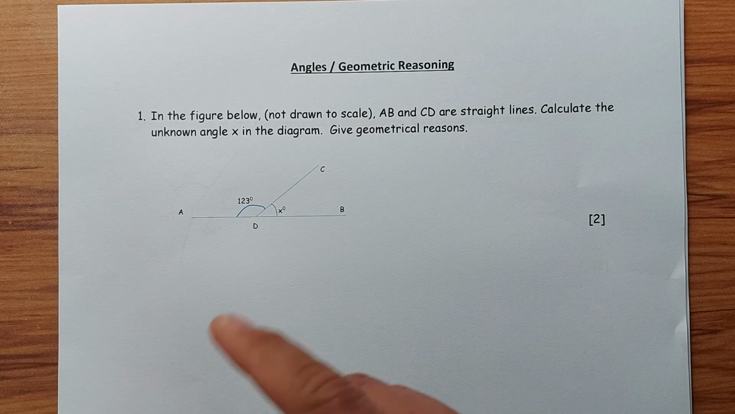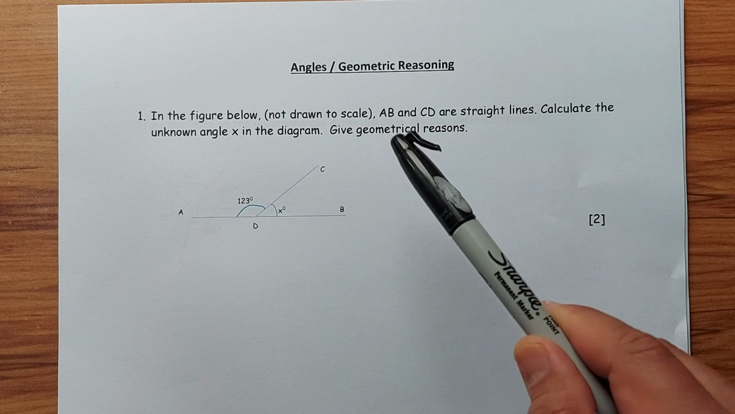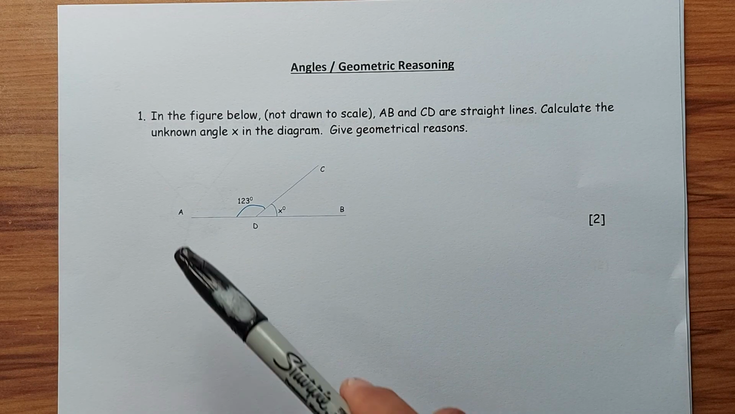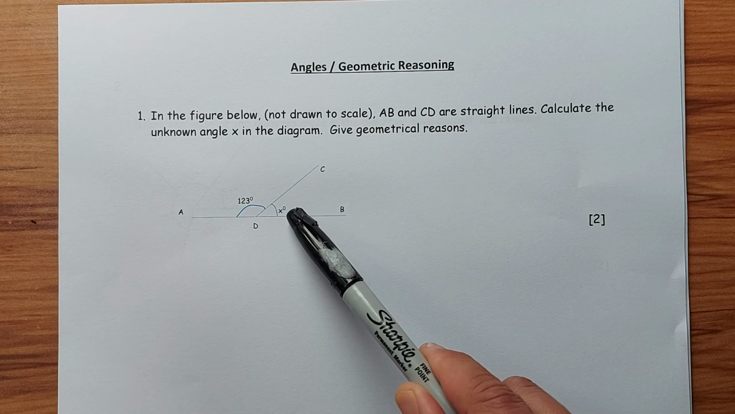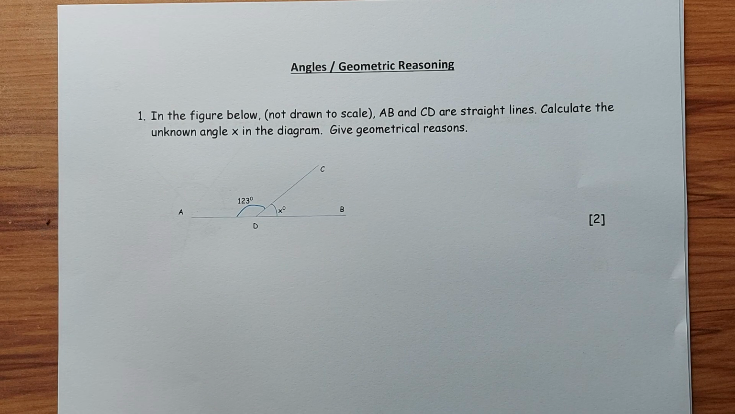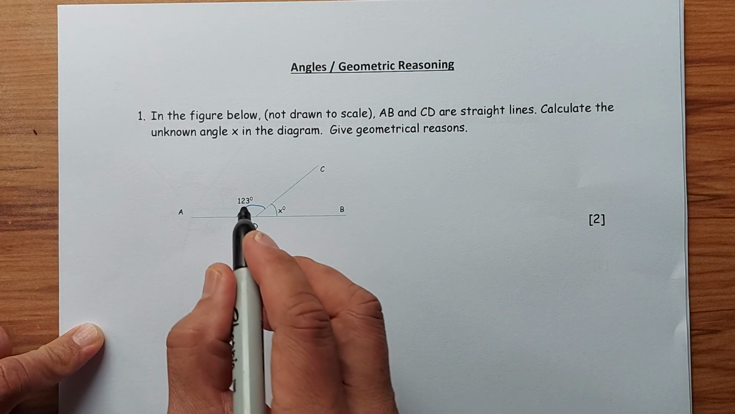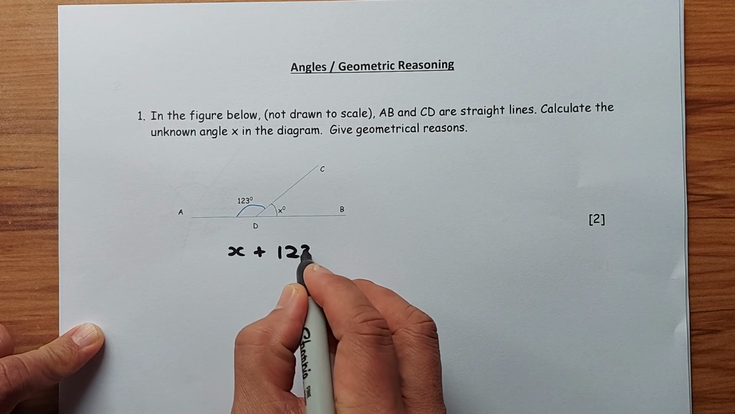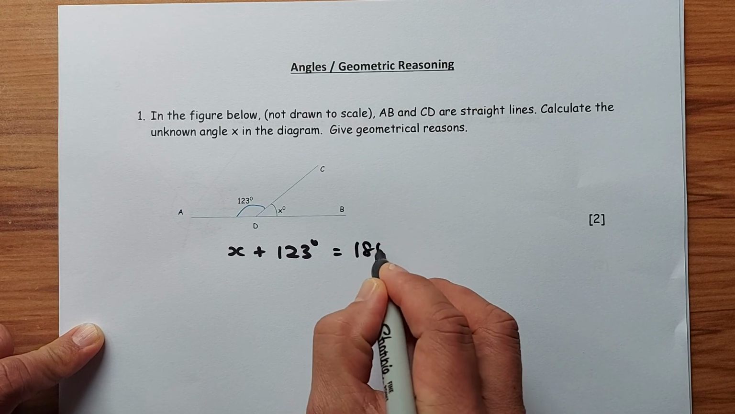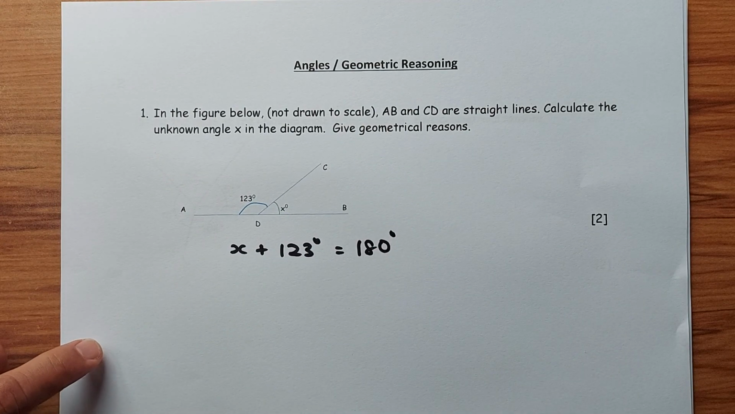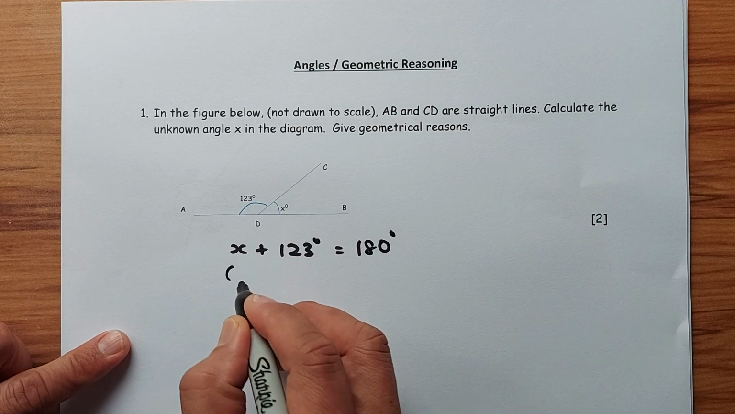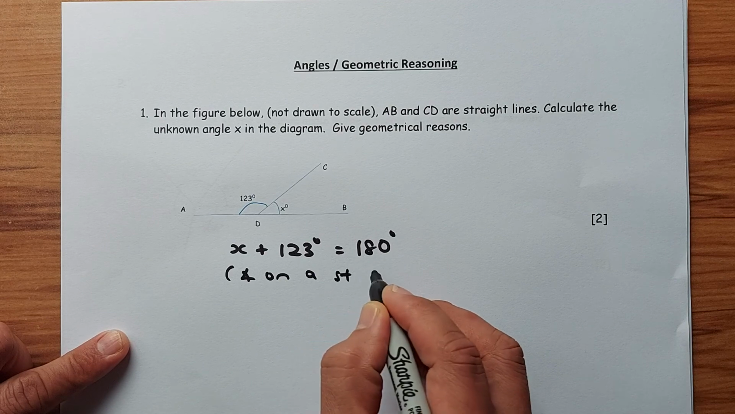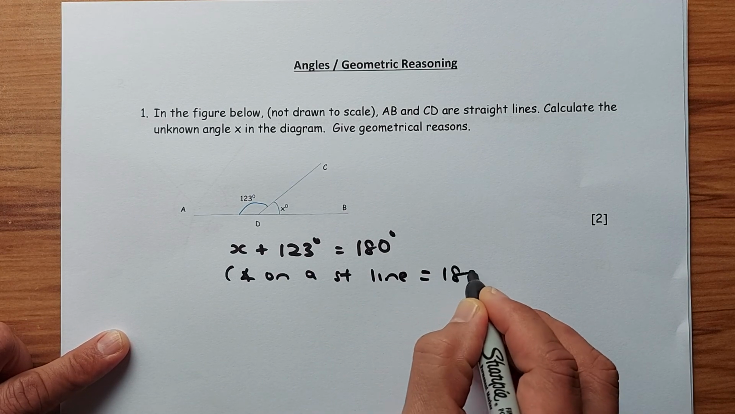Okay. So in the figure below, not drawn to scale, AB and CD are straight lines. Calculate the unknown angle X. So X is here. Give geometrical reason. Okay. So if this is a straight line, this angle and this angle, so X plus 123 degrees, they must add up to 180 degrees. That's your working. Okay. To give me the reason, you must put in a bracket. The answer should be angle on a straight line. You can write in short form.